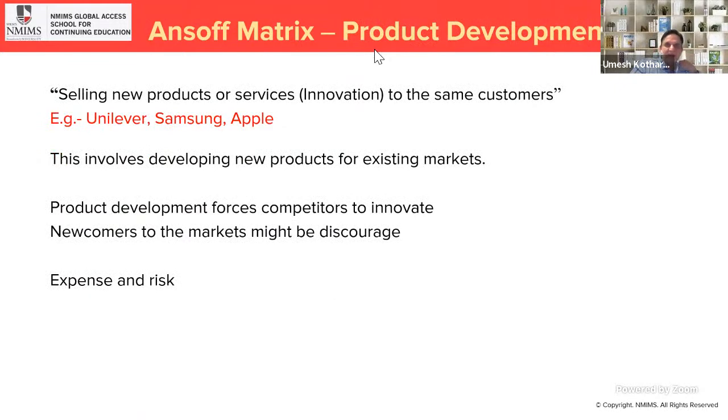So in the Ansoff matrix, the next one is product development. And this product development is what the tech giants do, the Apples and Samsungs of the world. Every year they come up with a new version to create excitement. And under the technology innovation belt, they create excitement in the marketplace.